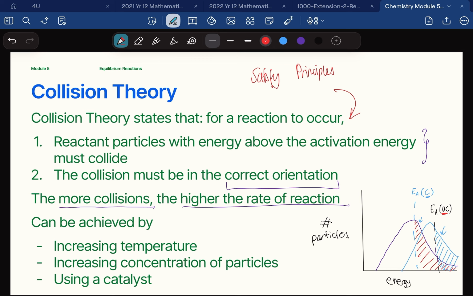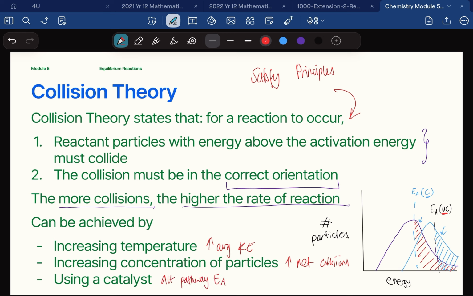Collisions and rate of reaction are directly proportional. The more collisions you have, the higher the rate of reaction will be, and the fewer collisions you have, the lower the rate of reaction will be. You can increase the collisions by increasing the temperature, which increases the average kinetic energy of particles. You can increase the concentration of particles, which increases the net collisions. And you can also use a catalyst, which provides an alternate pathway with a lower activation energy.